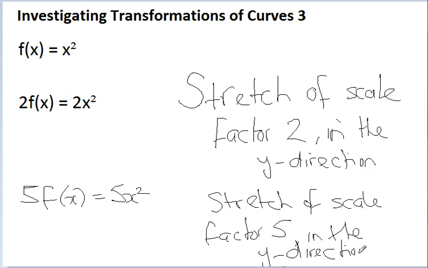So when we multiply an equation by a number, a constant number, the transformation is a stretch of scale factor 2 or scale factor 5 or scale factor k, for example, but only in the y direction.